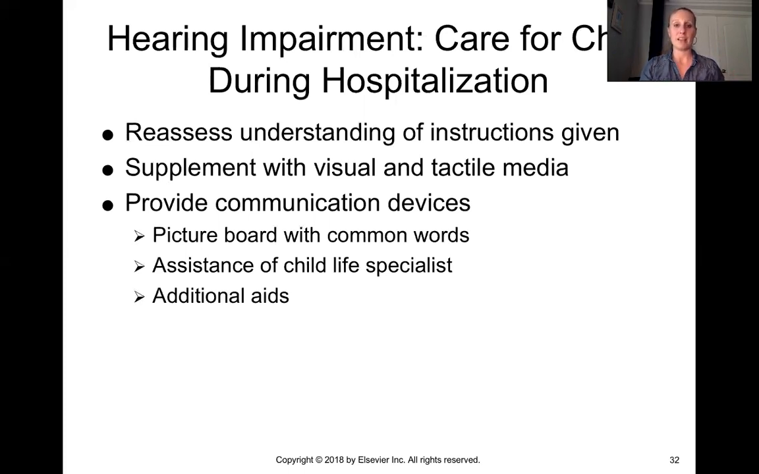But it is required for the hospital to provide a sign language interpreter for the hearing impaired. You can see here some other common ways that we can communicate with the hearing impaired during the hospitalization.